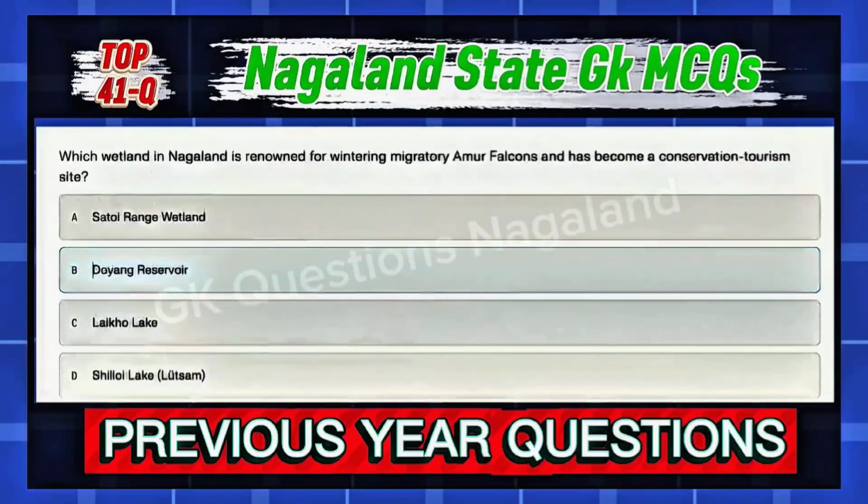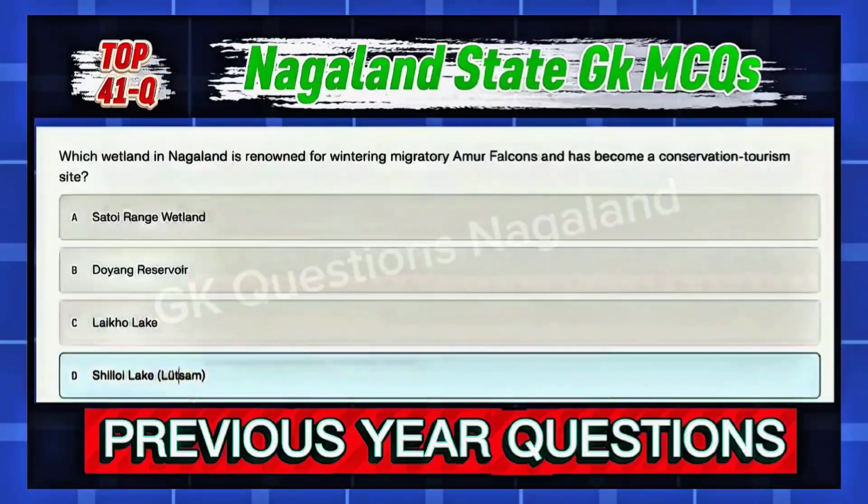Question 27. Which wetland in Nagaland is renowned for wintering migratory Amur falcons and has become a conservation tourism site? Options: A. Satoy Range Wetland. B. Doyang Reservoir. C. Laikho Lake. D. Shiloy Lake, Lutsam. The correct answer is D. Shiloy Lake, Lutsam.